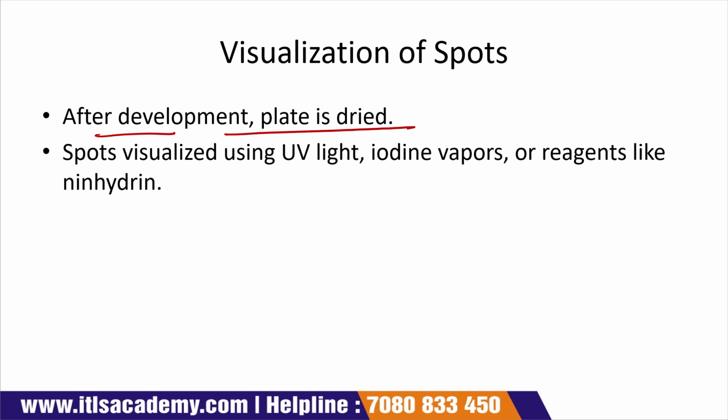Visualization of the spots after development: the plate is dry. When the spots are developed, we dry that plate inside the hot air oven. Then we use a UV light, iodine vapors, or a reagent like ninhydrin for the visualization of the spots. The practical video will be uploaded in our account. You can see that video for better understanding.